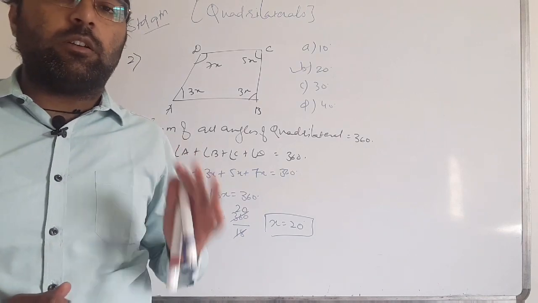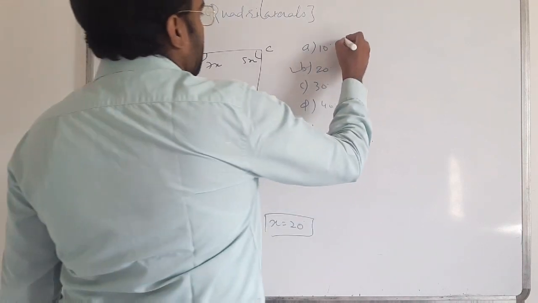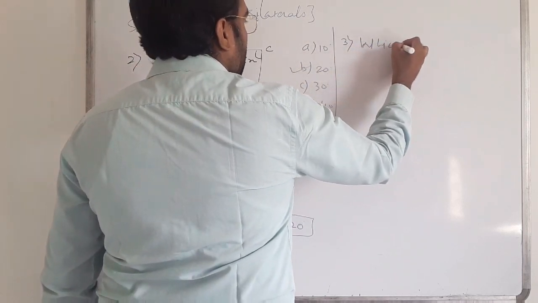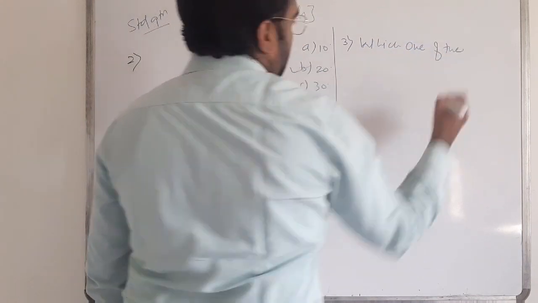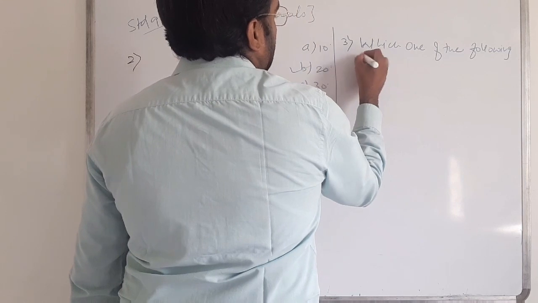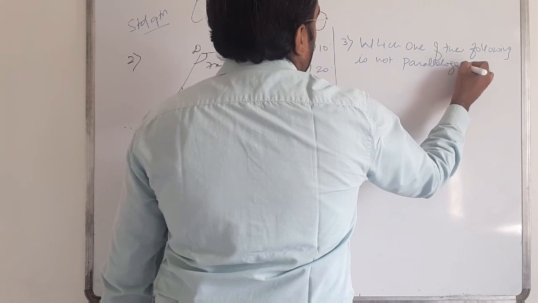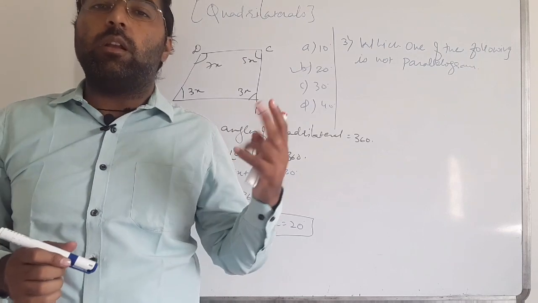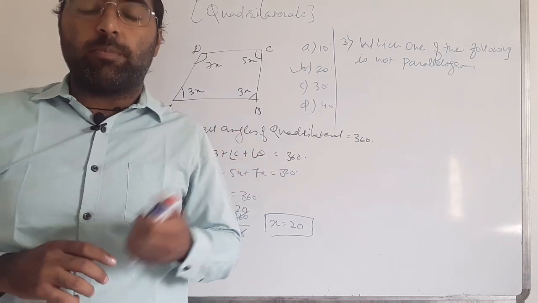Next question, that is which of the following is not a parallelogram? Okay, we know that for parallelograms, there are three things: square, rectangle and rhombus are all parallelograms, and kite and trapezium are not parallelograms.